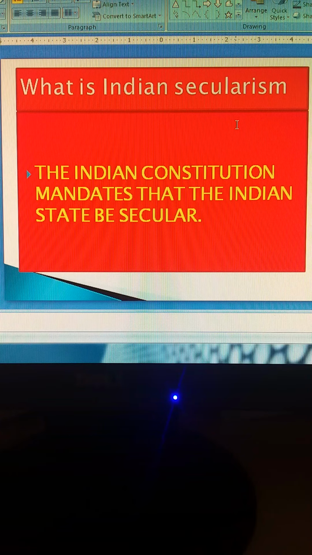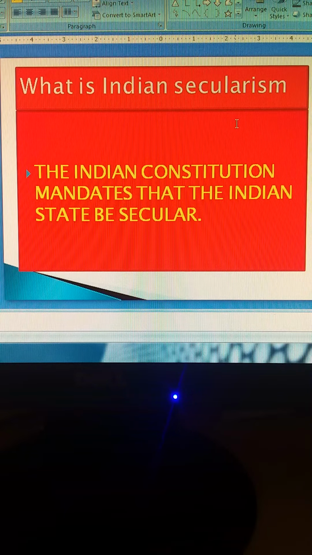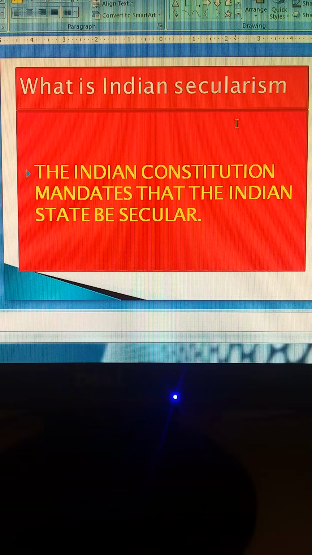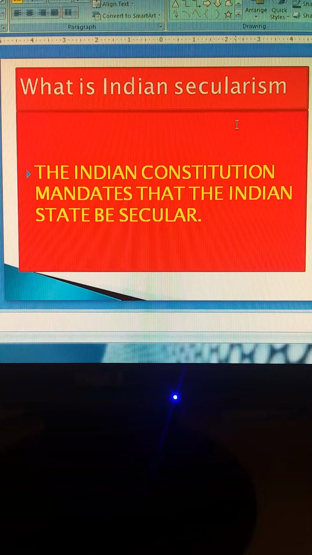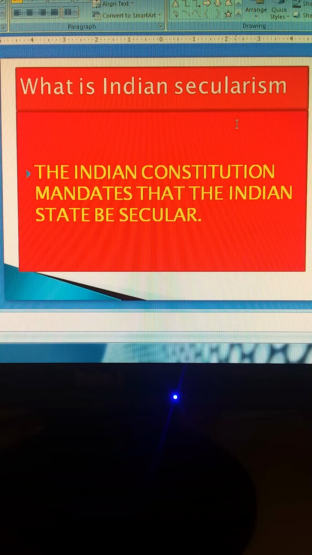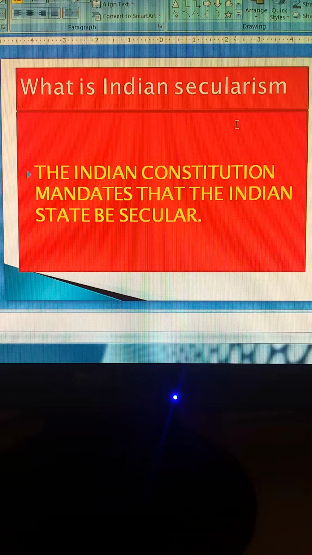Earlier we have read about what secularism is and the understanding of secularism. We have given several examples regarding it. We have read about why it is important to separate religion from the state, taking examples in front of us to understand this concept, that what makes it important to separate religion from the state. Today we are going to read about Indian secularism.